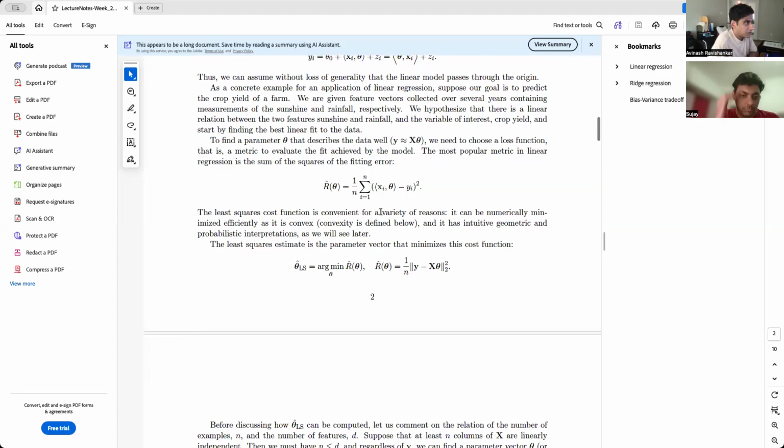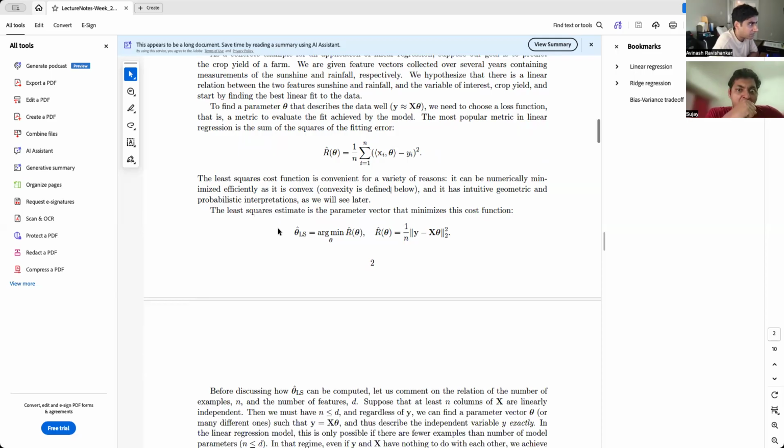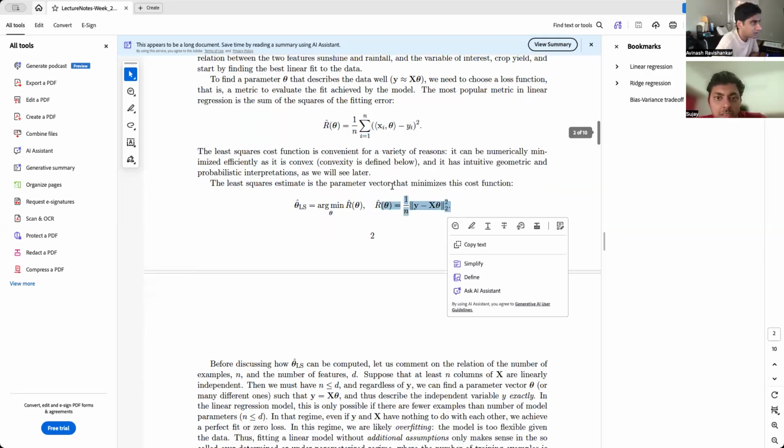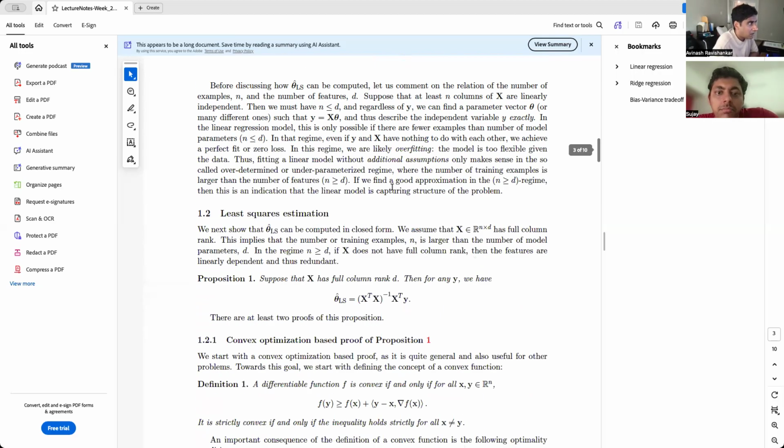The least squares cost function is convenient for a variety of reasons. It can be numerically minimized efficiently as it is convex. So now we get into convex optimization, right? And it has a bit of geometric and probabilistic interpretation. That's fine. So least squares is equal to the minimum of R theta, which we define, and R theta is this. Perfect. Okay, that makes sense. Great.